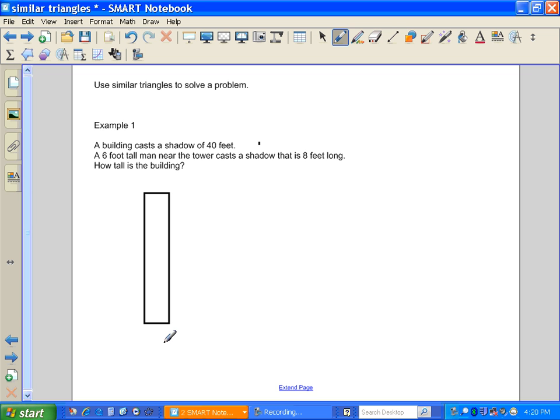So this building's going to cast a shadow of 40 feet. So from the corner of the building, we're going to draw a little picture. Here's 40. There's a 6-foot tall man who casts a shadow of 8 feet. And this guy is 6 feet. The question is, how tall is this building?